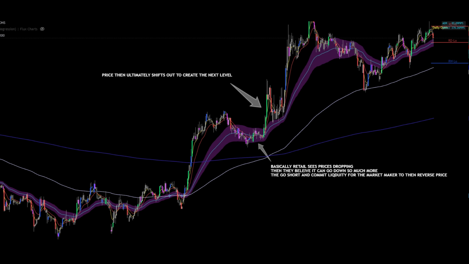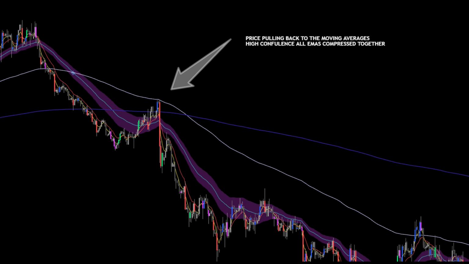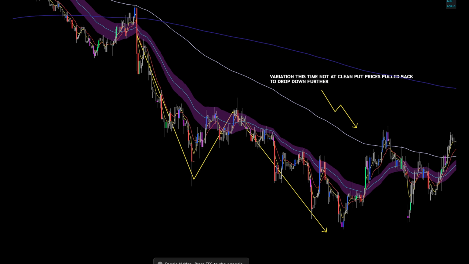That creates what most retail traders mistakenly identify as support and resistance. The same logic applies to drop levels, just in reverse. Price pulls back and lures in long trades, giving market makers the fuel they need to drop price again.